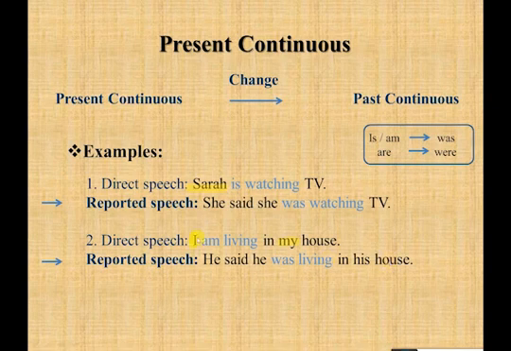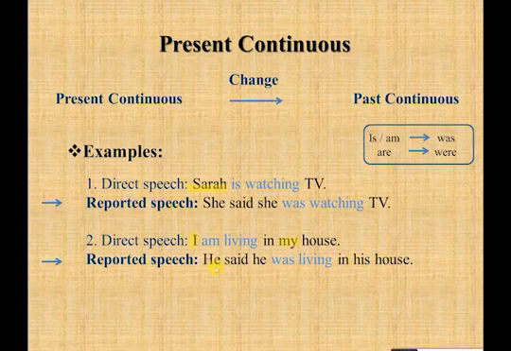I changed I to he. As we said before, you can use he or she if the pronoun I and the speaker is not known. Okay, so you can use he or she. But if you choose to use he, you have to use his instead of my, okay? You have to change my into his or her, as we said before. But because we use the pronoun he, we have to use his house, okay?